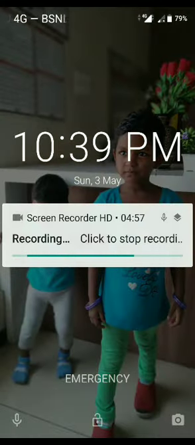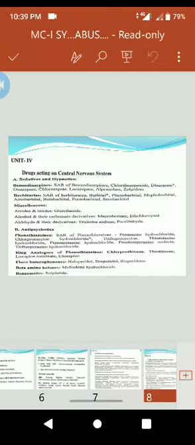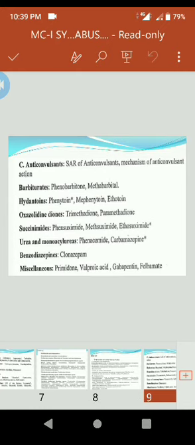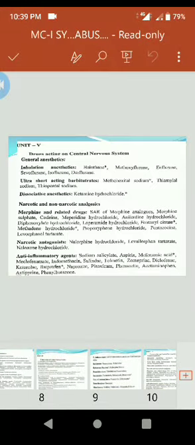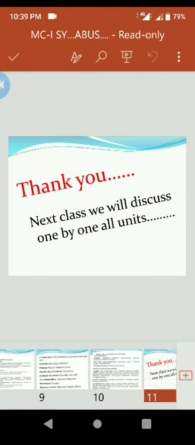Coming to the next unit, it contains drugs acting on the CNS, central nervous system. That means general anesthetics, inhalation anesthetics, ultra short acting barbiturates, dissociative anesthetics, narcotic and non-narcotic analgesics. In that, morphine and related drugs, narcotic antagonists, and anti-inflammatory agents. So here, all the drugs we should study about.